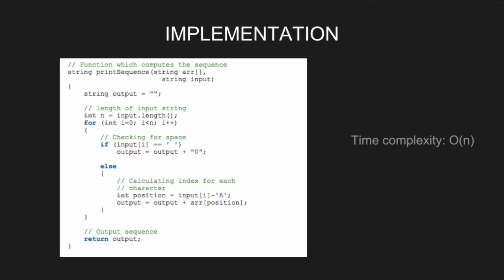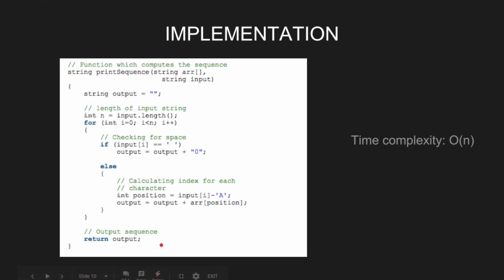Now let's have a look at the implementation. First, we initialize output as an empty string. Define n as the length of the input string. If the character is a space, add 0 to the output. Else, calculate the index of each character by subtracting 'A' from the character. Now, add the sequence stored in that array index to output. Finally, return the string output.